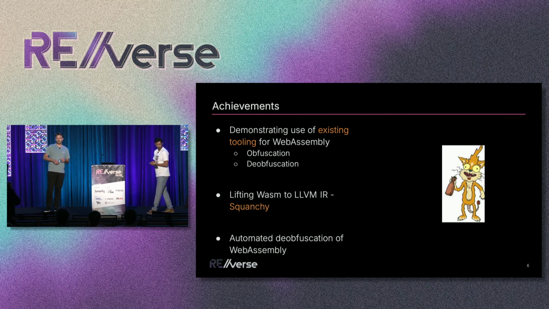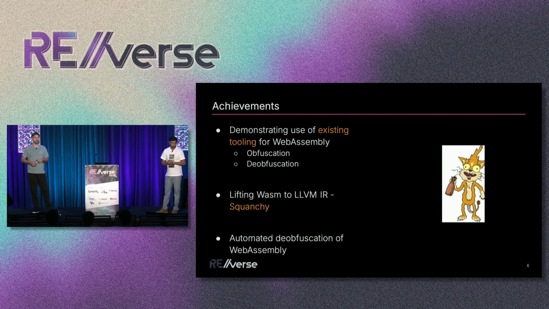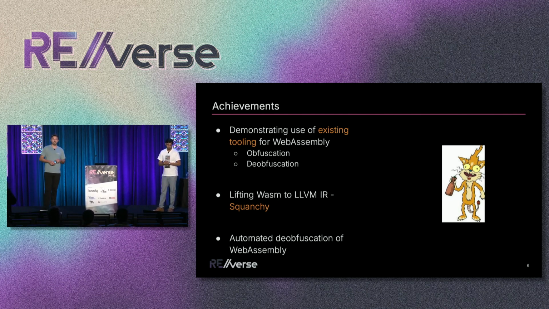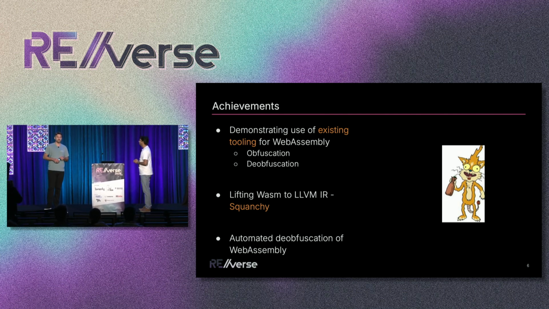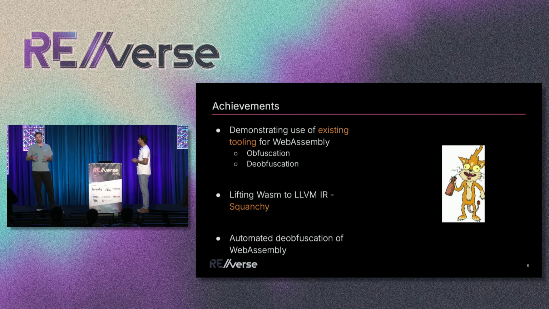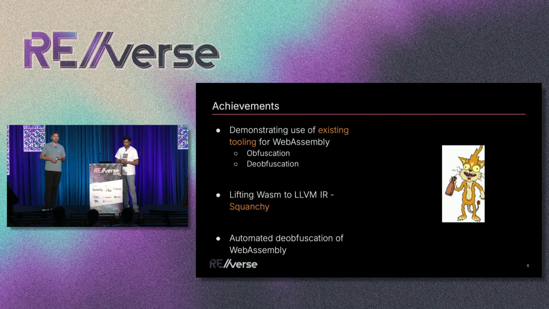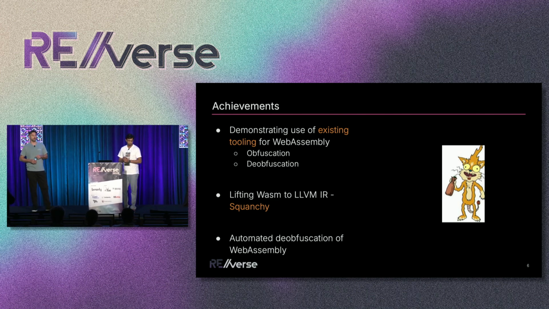So what are our achievements? We're going to demonstrate existing tooling, what's out there for obfuscation and de-obfuscation. We're going to introduce a tool that we're working on. It's called Squanchy. It will help us to drive the de-obfuscation process. So we'll go into details on how it works. And we will present our pipeline, how we try to automatically de-obfuscate WebAssembly samples.